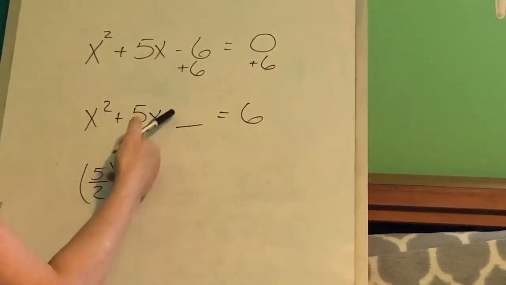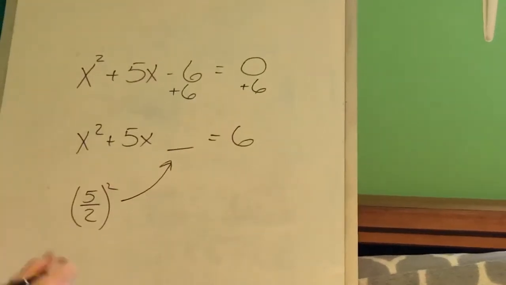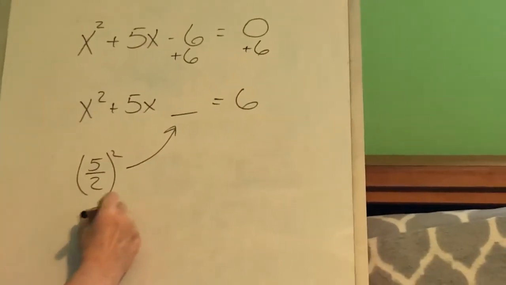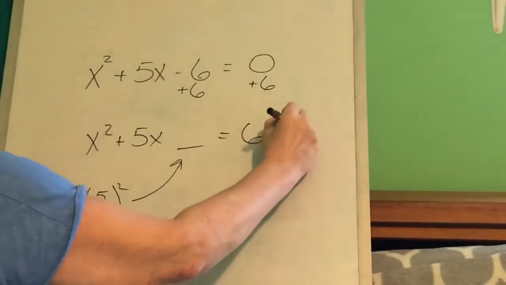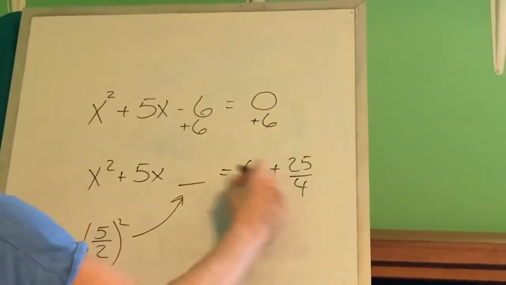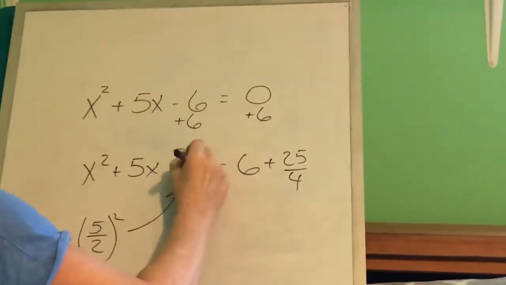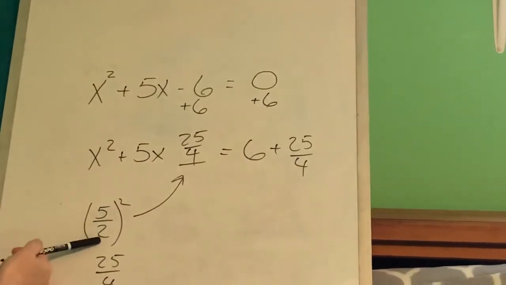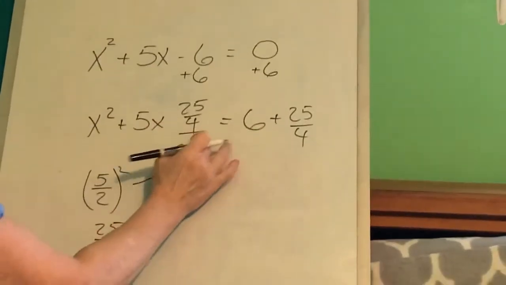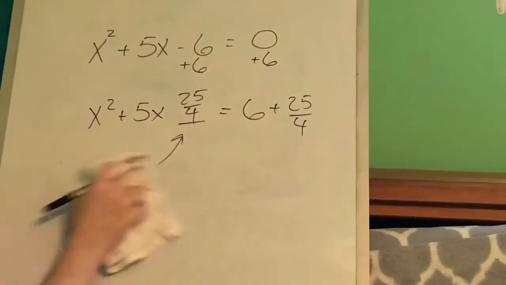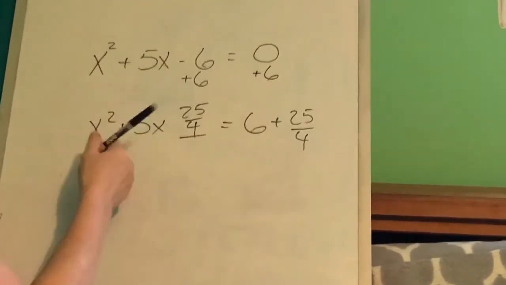Now some of you may just want to go ahead and put this right up in there. That's okay if you do. This gives me 25 fourths. So I'm going to add 25 fourths to both sides. All right, half the linear term, squared it. We're going to add it to both sides. Now we're ready to factor on the left, just like before.